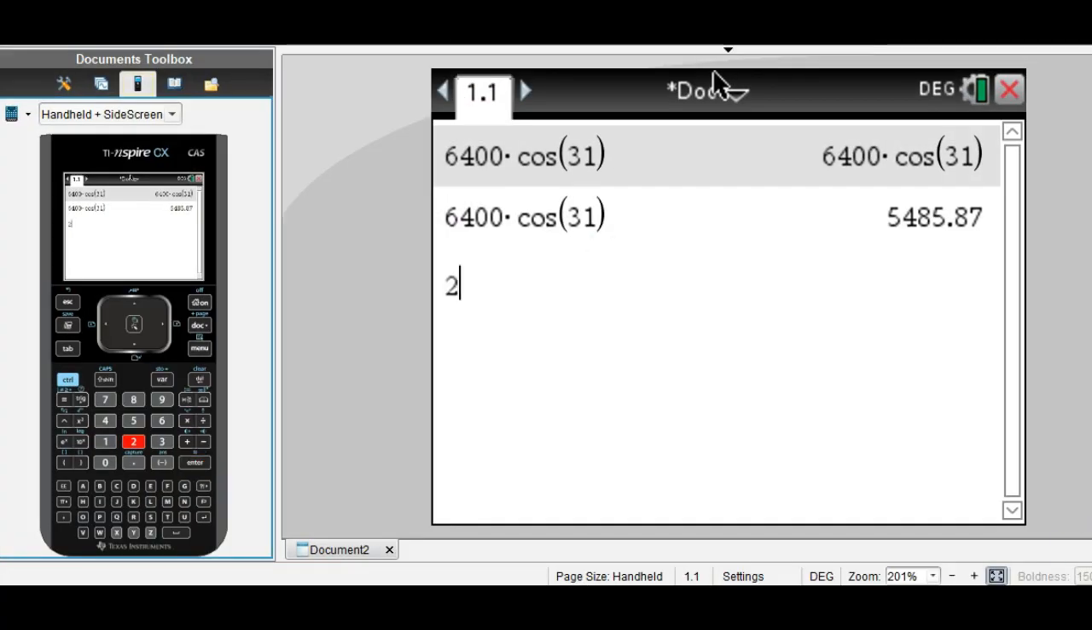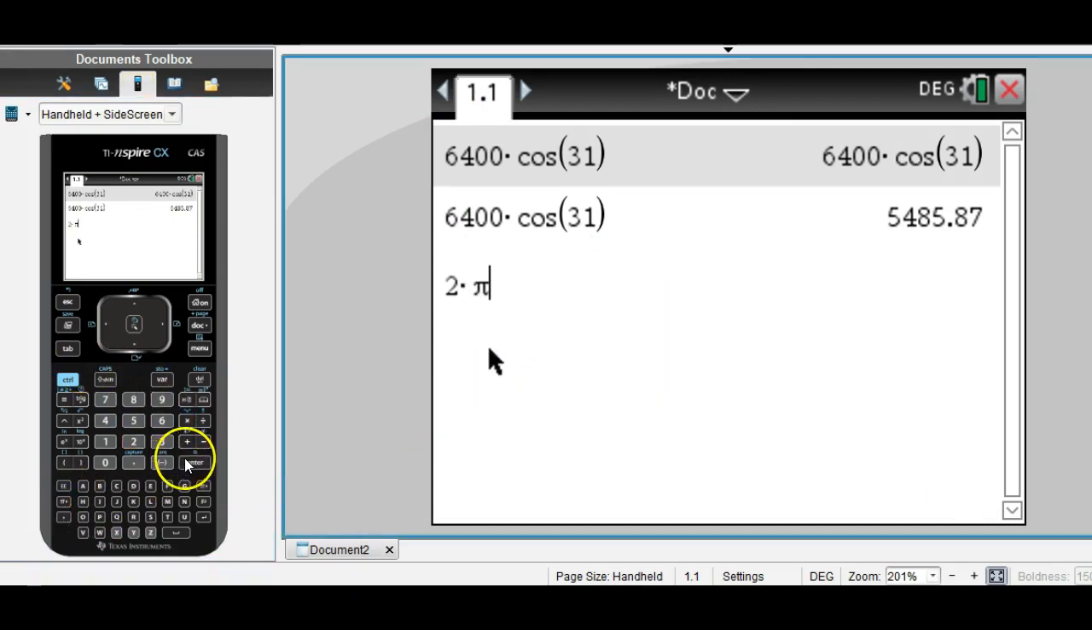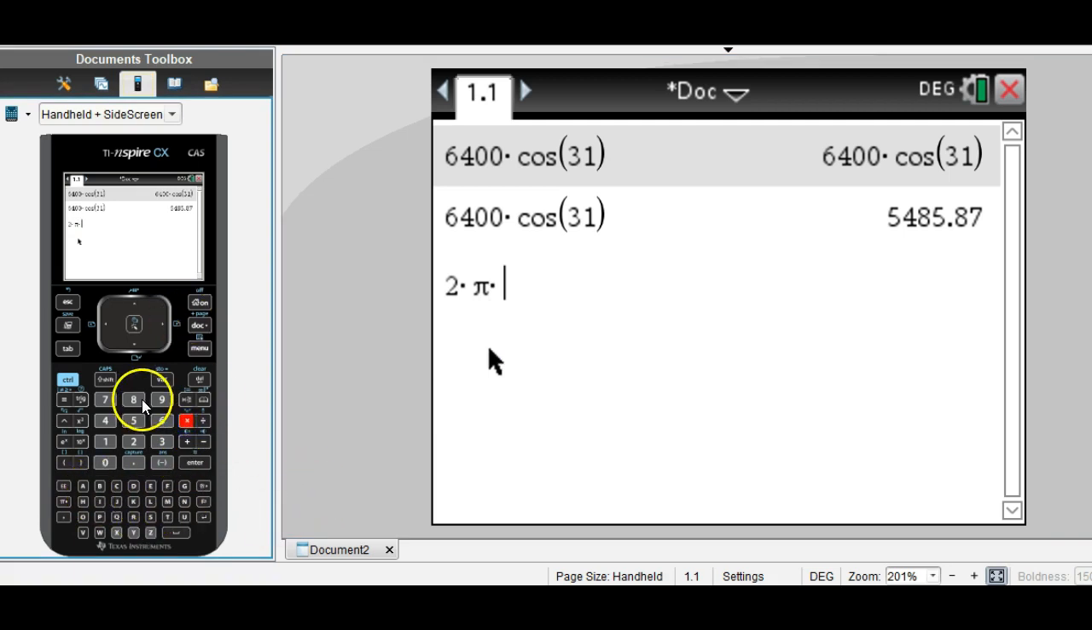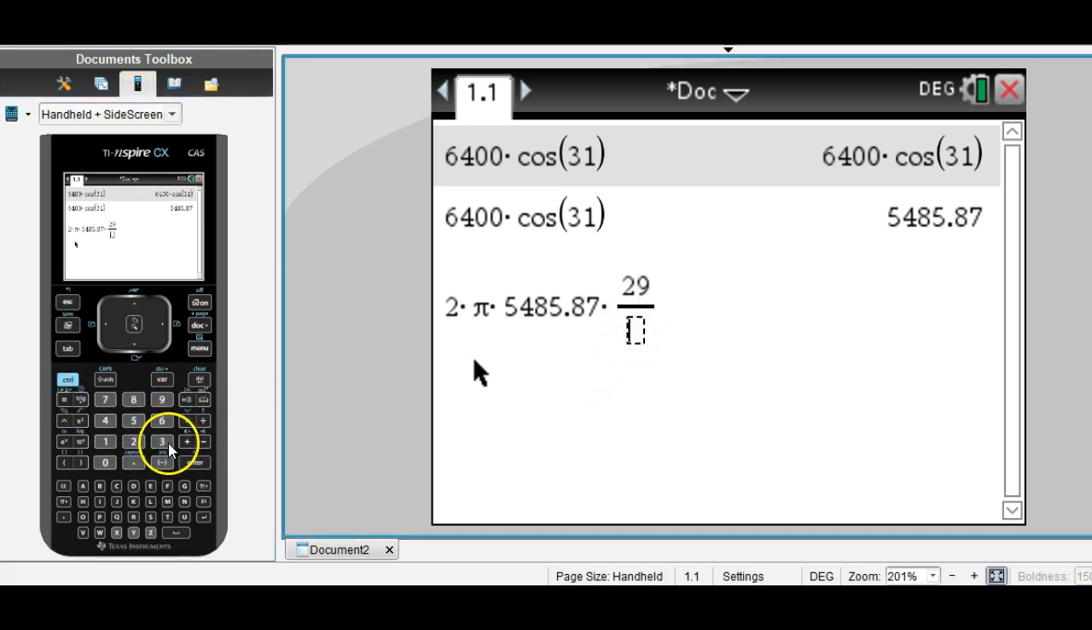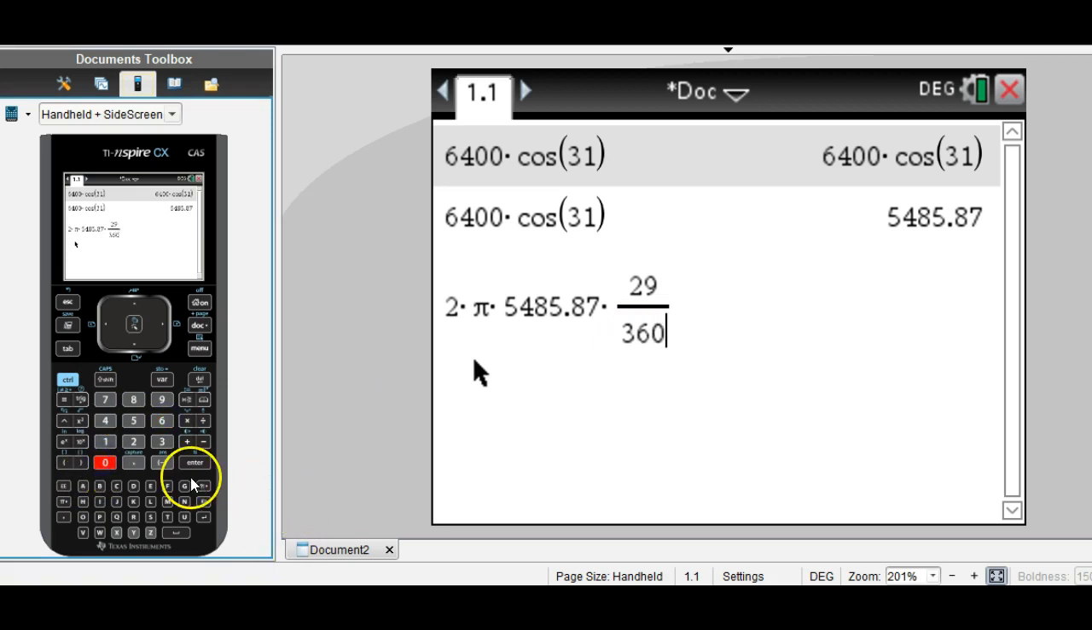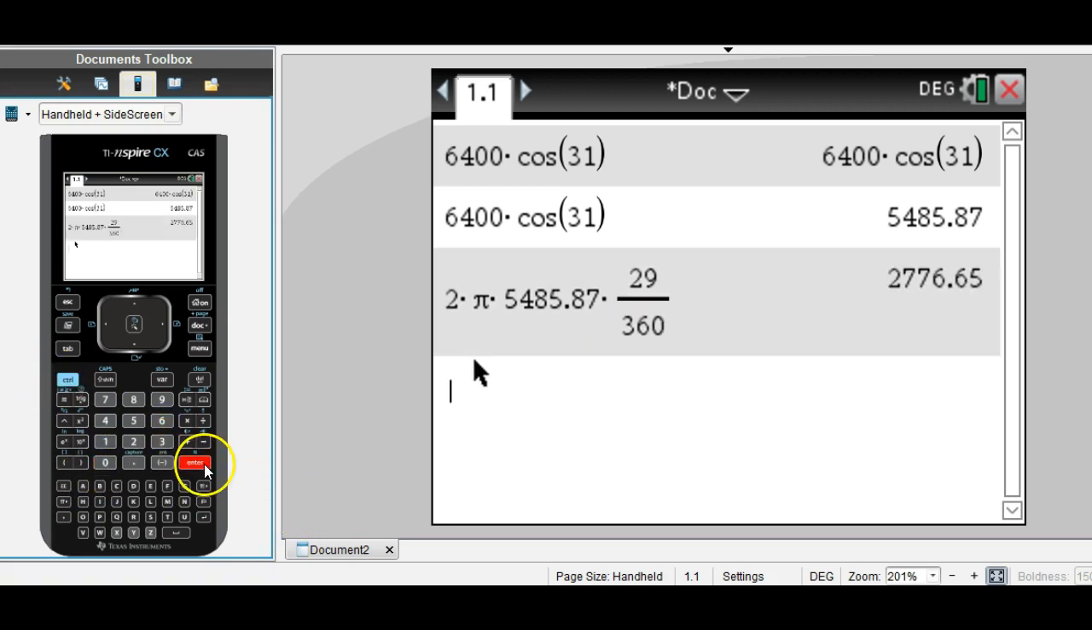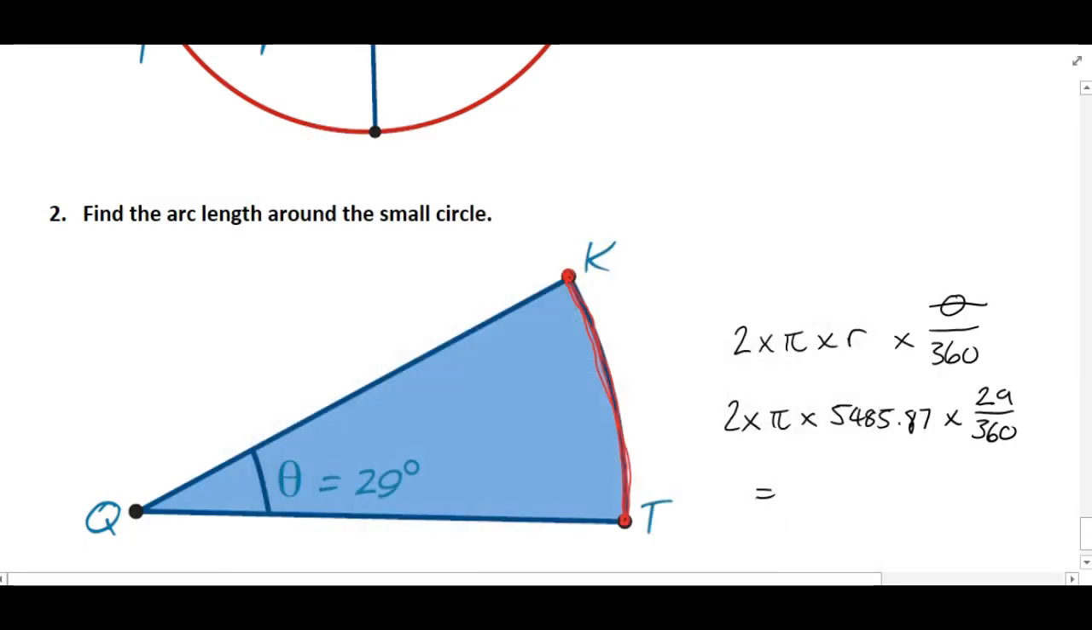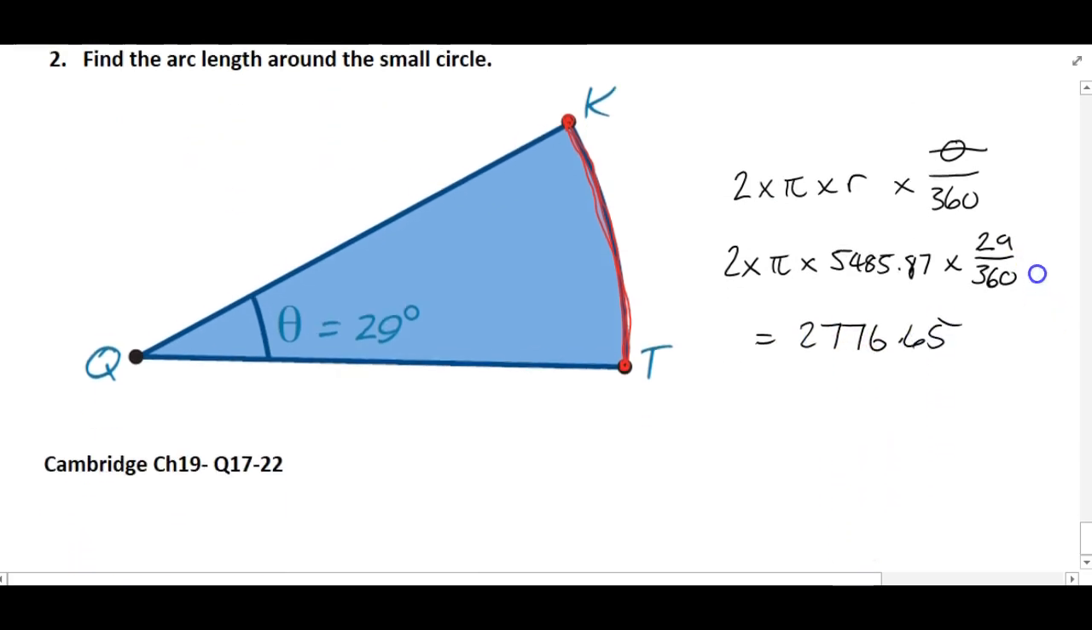So 2 times pi times the 5,485.87 times, and then press Control divide 29 over 360. And press Control Enter. And we have 2776.65. And that is obviously in kilometers.